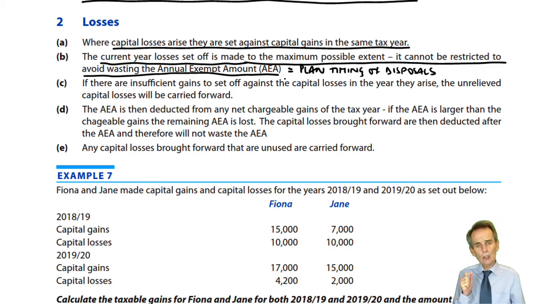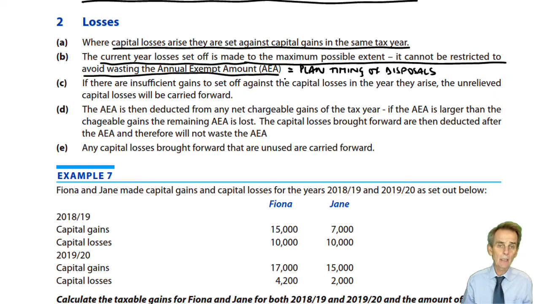All we've done by crystallising the loss in the same tax year as the gain, gain 10,000, loss 8,000, is to bring the net gains of the year down from 10,000 to £2,000. An even lower figure, but whether it was 10, whether it was 2, those net gains would be covered in full by the AEA. So we have wasted the benefit of the use of that loss. That's therefore where planning comes in as regards the timing of our disposals.